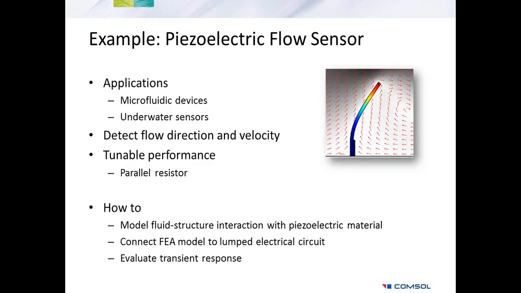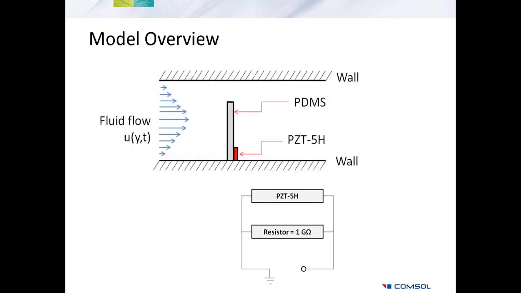Let's look at another example, a piezoelectric flow sensor. These are typically used to measure both the flow velocity and the direction in microfluidic devices and also in underwater applications. Since the fluid velocity is typically not periodic, we would have to solve this as a time-dependent model. We consider a simple geometry for the sensor to be made up of 2 layers, a compliant PDMS layer attached to a PZT-5H layer. The sensor is placed in an open channel where the fluid comes in from one end and goes out from the opposite end.